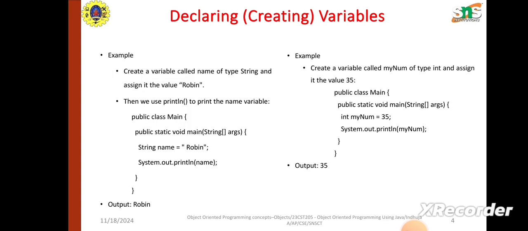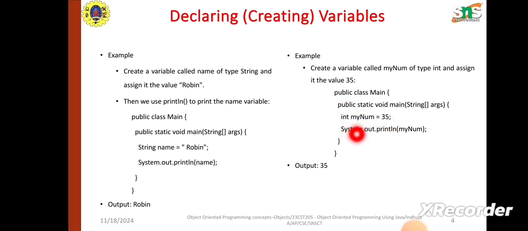Next, declaring variables. For example, consider this one. Create a variable called myNum of type int and assign it the value 35. We are going to create a variable called myNum which is of data type int, and assign the value 35 to it. Inside the main function, we have created a variable called myNum of data type int, and then we are assigning the value 35 to that variable.